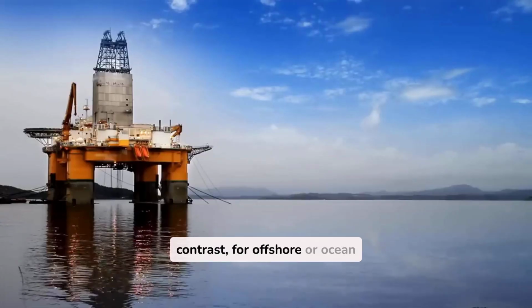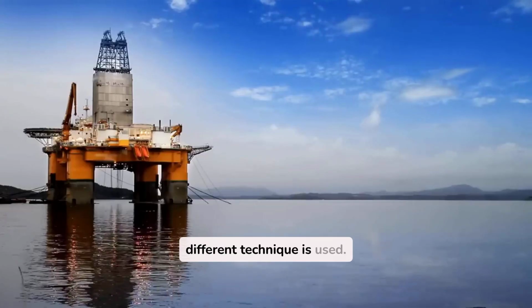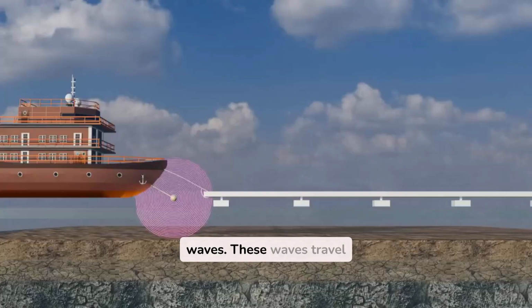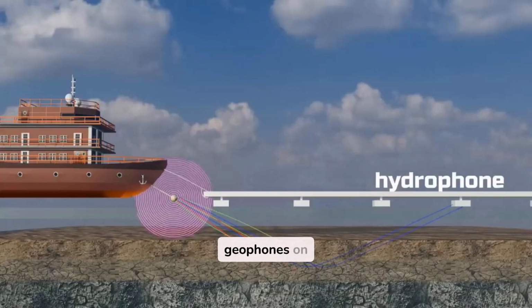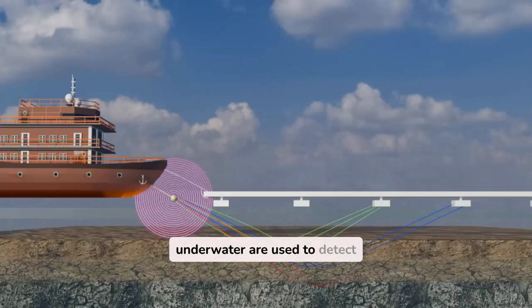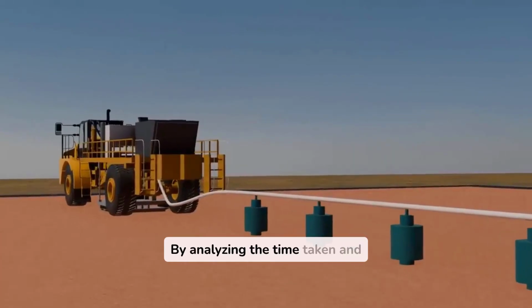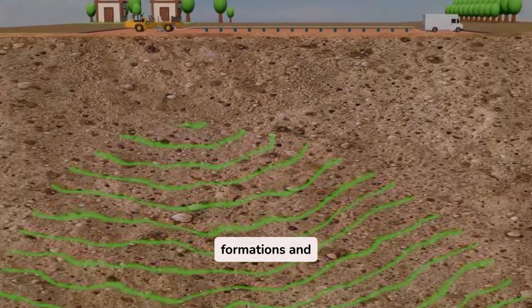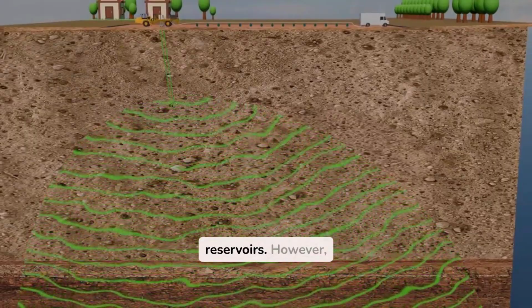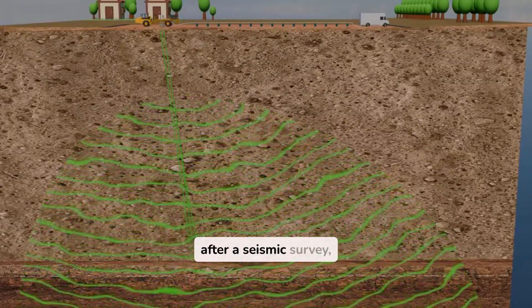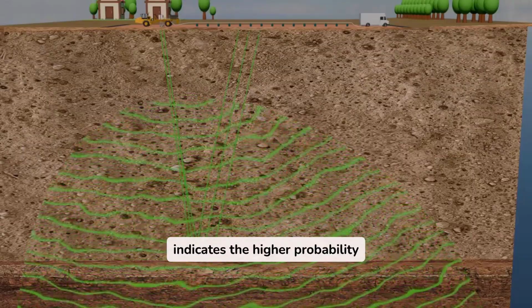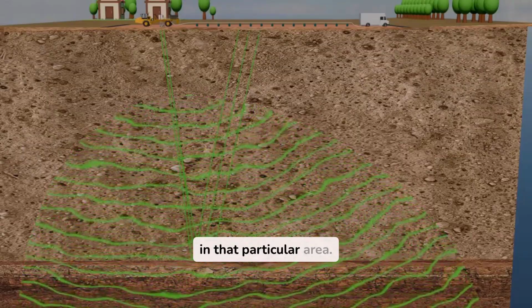In contrast, for offshore or ocean-based surveys, a different technique is used. Here, specialized air guns are deployed underwater to create strong acoustic waves. These waves travel through the ocean and into the seabed layers below. In both cases, geophones on land or hydrophones underwater are used to detect the returning signals. By analyzing the time taken and the strength of the reflected signals, scientists can accurately map underground rock formations and identify potential oil and gas reservoirs. However, it's important to note that even after a seismic survey, there is no 100% guarantee of finding oil. It only indicates the higher probability of oil being present in that particular area.